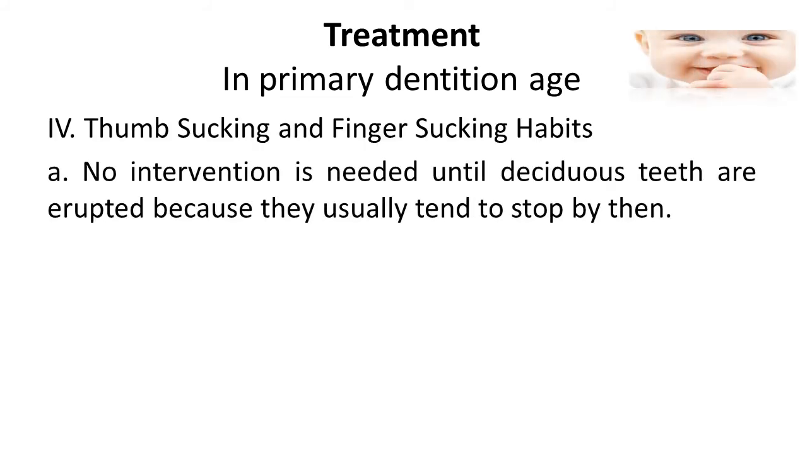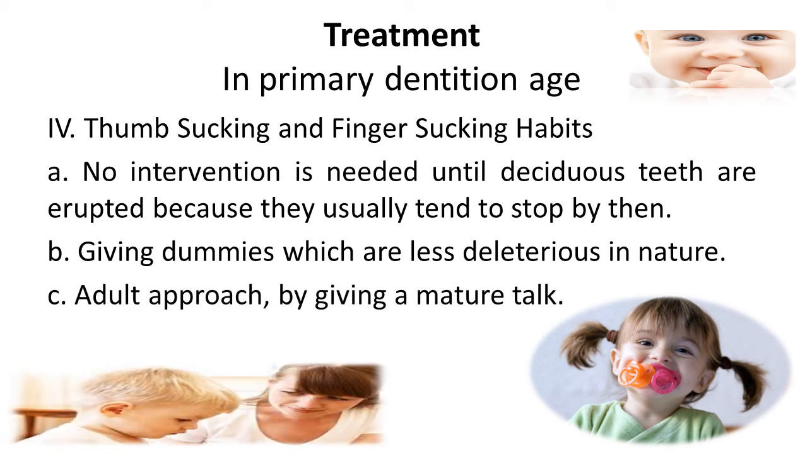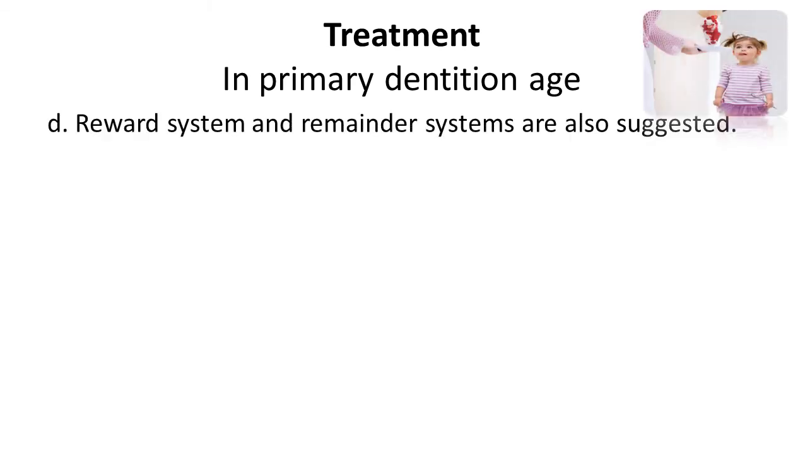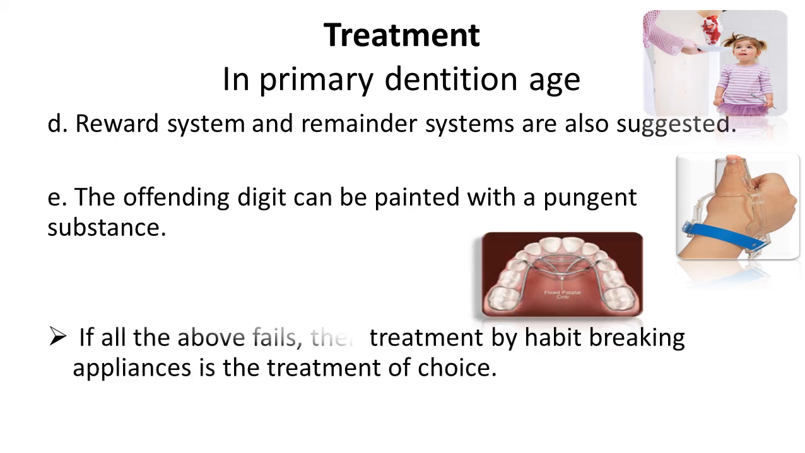Thumb sucking and finger sucking habits. No intervention is needed until deciduous teeth have erupted because they usually tend to stop by then. Giving dummies, which are less deleterious in nature, and an adult approach by giving a mature talk. Also, a reward system and reminder system are suggested. The offending digits can be painted with a pungent substance. If all of the above fails, then treatment by habit-breaking appliances is the treatment of choice.